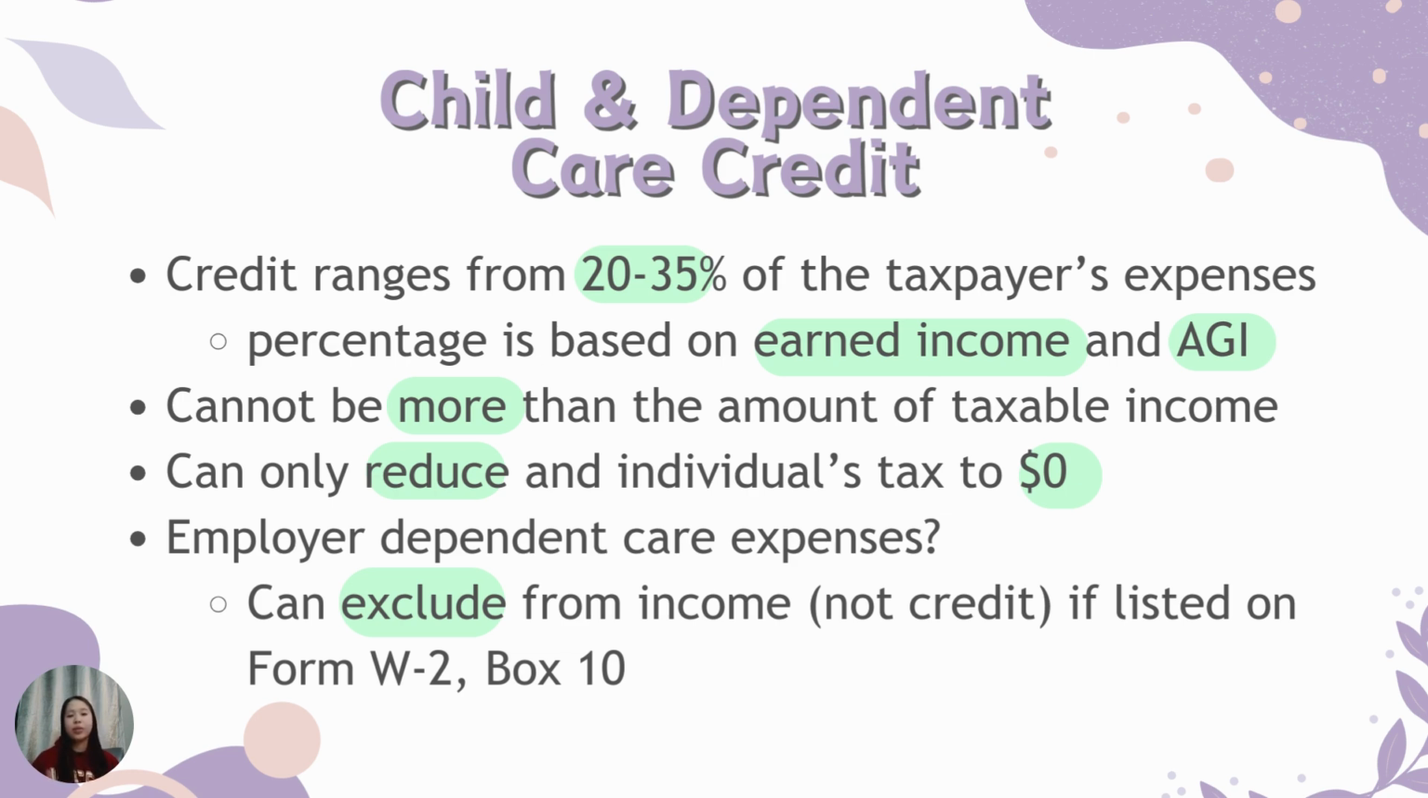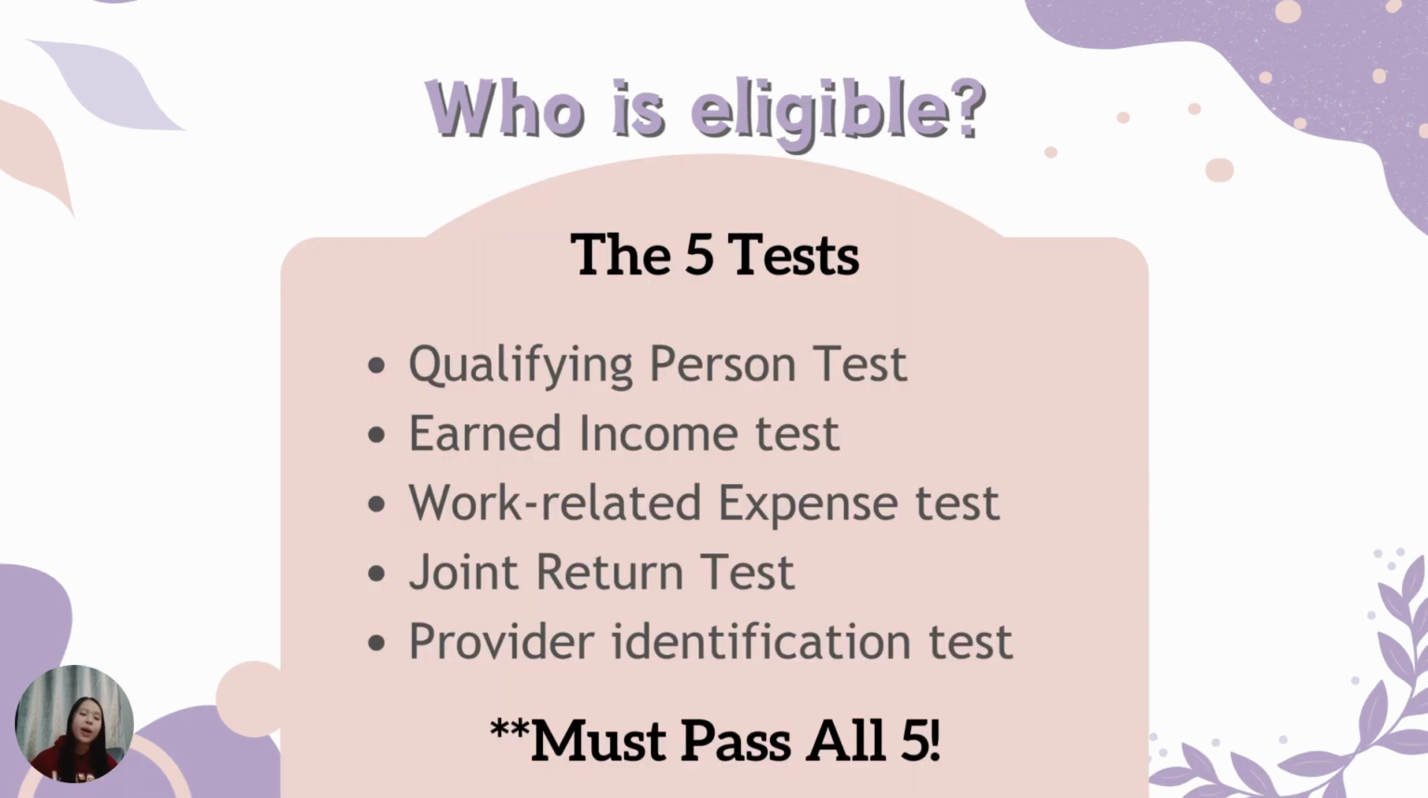They will not count towards the credit. Okay, so in order to be eligible to take the credit, the taxpayer must pass 5 tests. And the 5 tests are the qualifying person test, the earned income test, the work-related expense test, the joint return test, and the provider identification test. You must pass all 5 in order to take this credit.